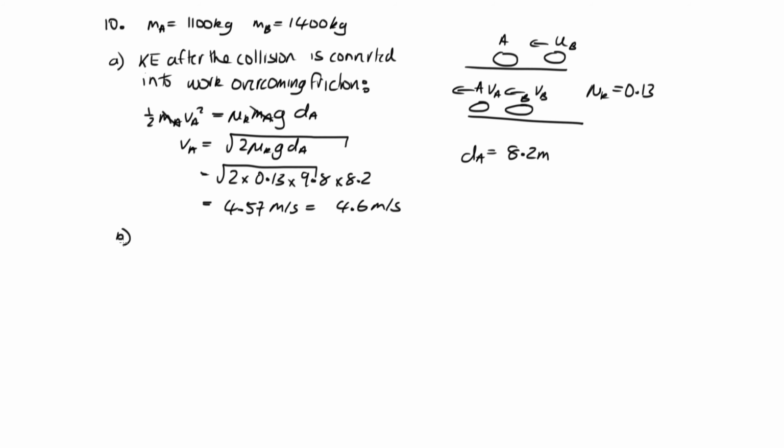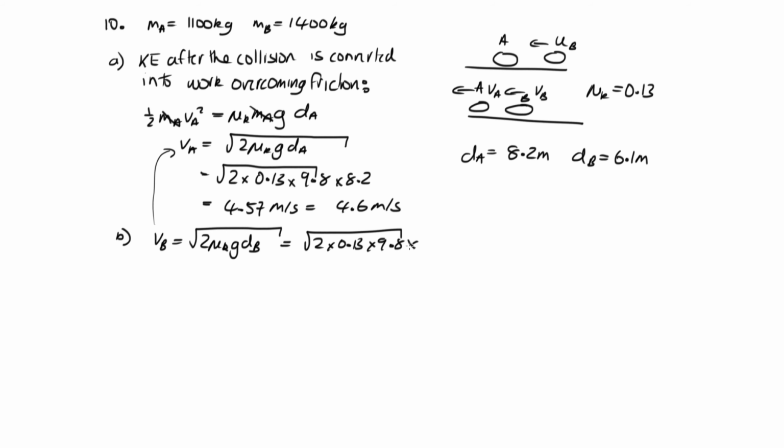Now for part B, we're asked to do the same thing for car B. So we end up with this same equation through the same arguments for car B. So it's the square root of 2 mu_k g and then d_B this time. And we're told that car B slides a distance of 6.1 meters. So this is equal to the square root of 2 times 0.13 times 9.8 times 6.1, which when we solve it on the calculator, we get 3.94 meters per second. So that's equal to 3.9 meters per second.